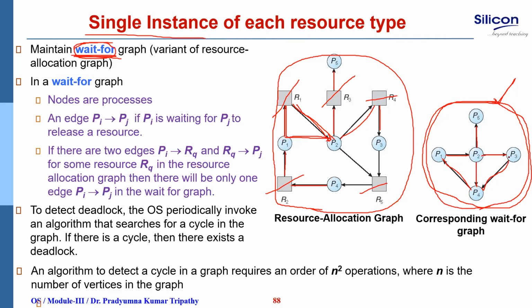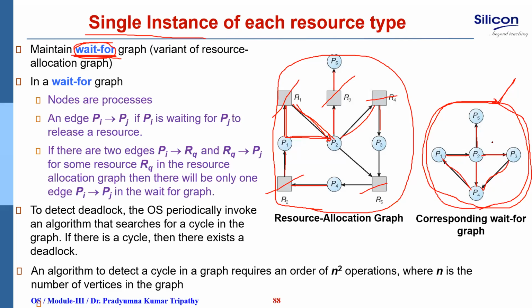And if the wait-for graph contains a cycle, then it is in deadlock. The processes in that wait-for graph are involved in the deadlock. This requires n square operations because we are just traversing a graph. Graph traversal will take n square operations here. But this is only for single instance resource type.